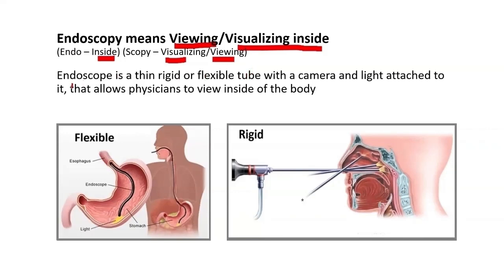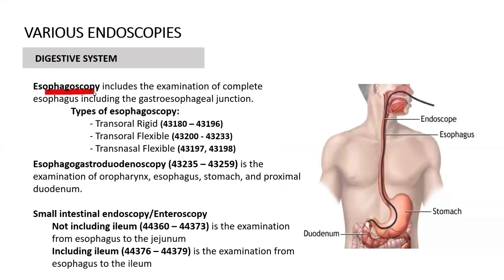Endoscopies are performed using rigid, which are stick-like, or flexible tubes that are attached with a camera and light, which allow the physicians to view inside of the body. There are various types of endoscopies depending upon where it is inserted from and which part or parts are being visualized. For example, if the endoscope is inserted through mouth or nose and visualizes the esophagus, it is called esophagoscopy.